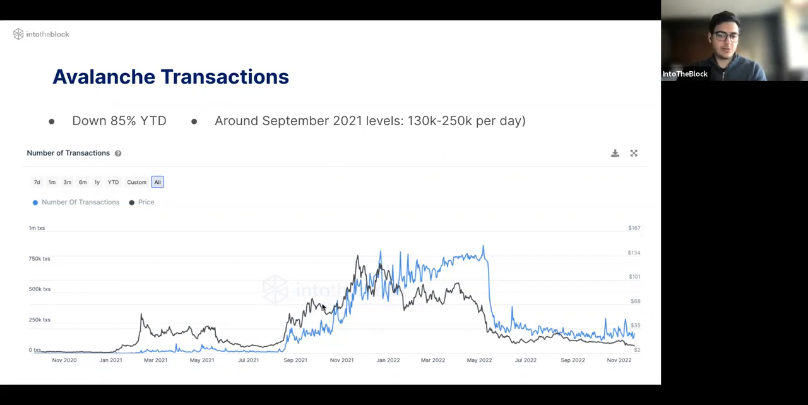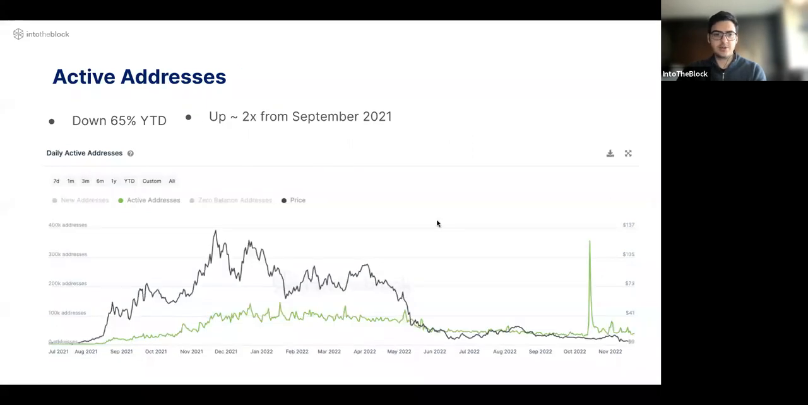They still remain, however, roughly around the same point where they were in September 2021, right after the incentives began, and they've stabilized within that range of 130,000 to 250,000 per day, which is still relatively high compared to other smart contract blockchains.